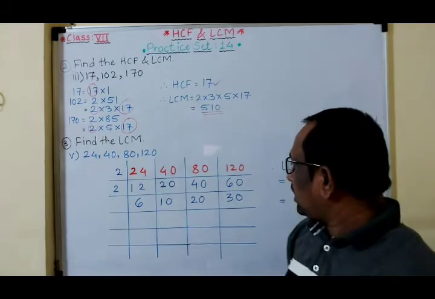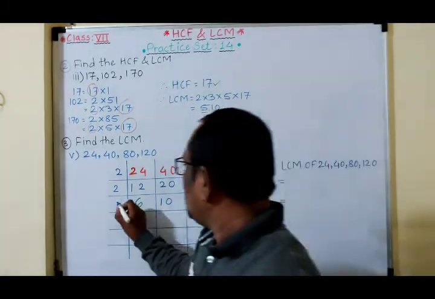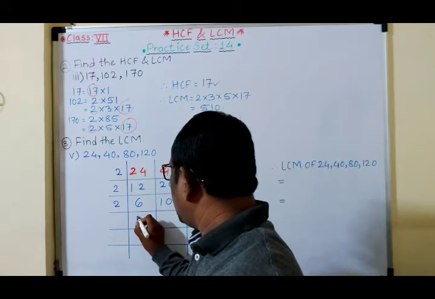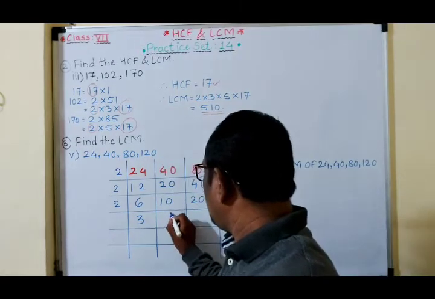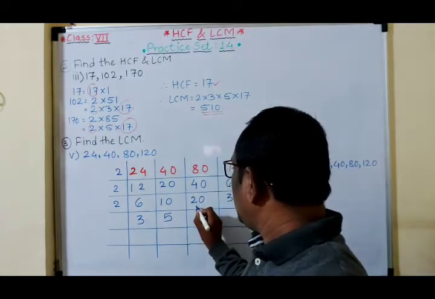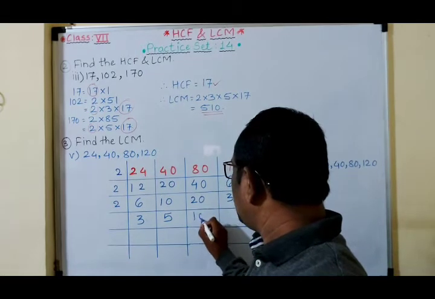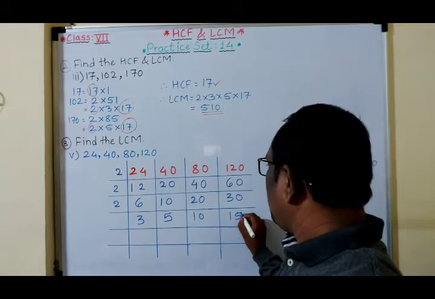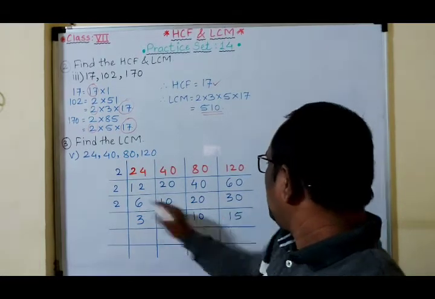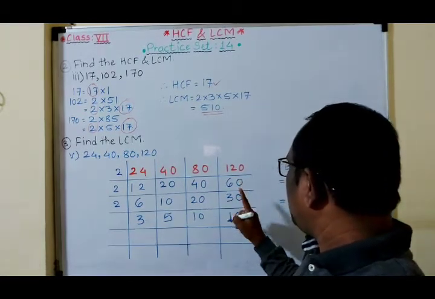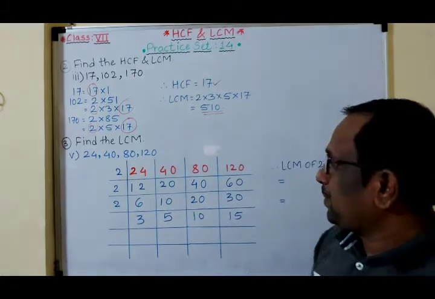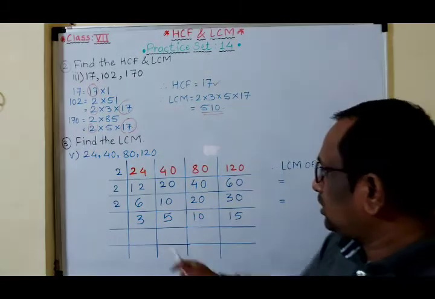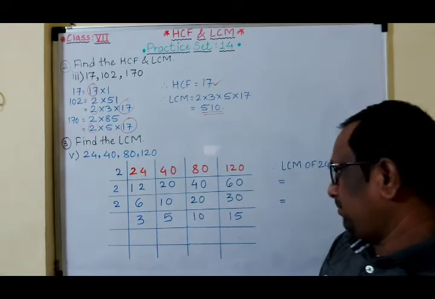All these numbers are divisible by 2 again. So 2 3s are 6, 2 5s are 10. Here 2 1s are 2 and 0 means 10 2s are 20. And here 15 2s are 30. 2 1s are 2, 1 remains, 2 5s are 10. So here 15. Now here students, 3, 5, 10 and 15.